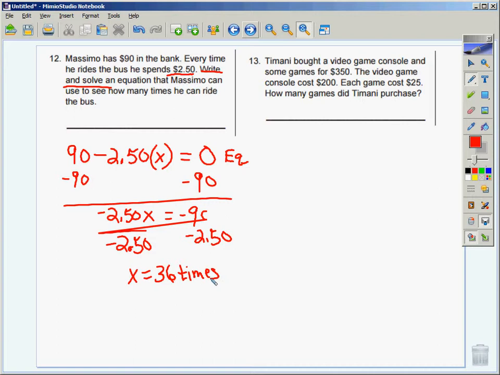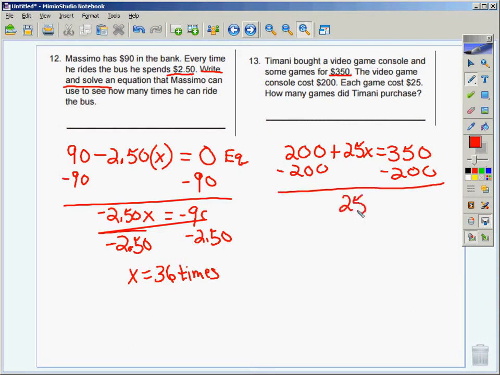Tammy bought a video game console and some games for $350. This was the total amount that she spent. If the video console was $200 and each game was $25, how many games did Tammy purchase? I'd subtract 200 from both sides. I'd have 25x is equal to 150, and I divide both sides by 25 and find out that they bought 6 games.